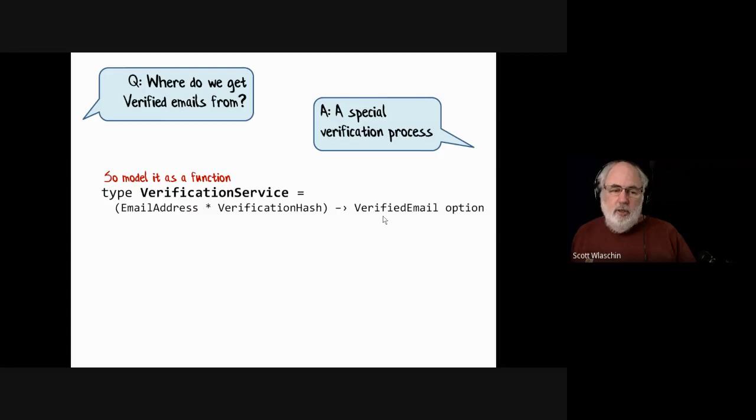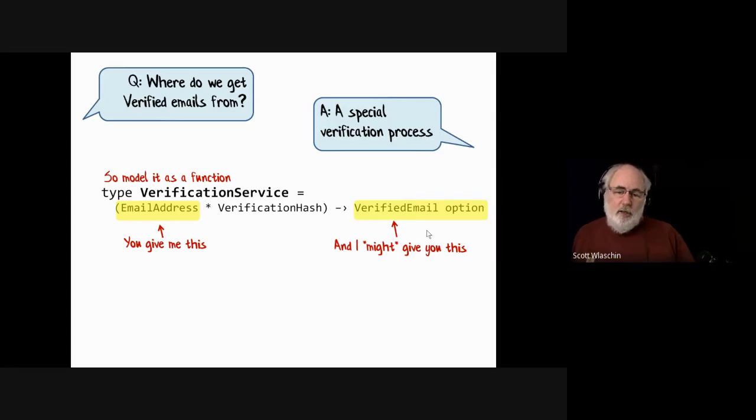So let's model this. The input for this verification service is a regular old email, and the output is a verified email. So you give me a regular email address, and you also give me some sort of hash or something, the code to check the verification, and I might give you back a verified email. Again, it's very clear that it might not work if the hash doesn't match the email address, or maybe the time's expired or something. There are various reasons why it might not work. It's very clear from this design that it might not always work. You'll have to deal with a case where you don't get a verified email. So that's our verification service modeled as a function.